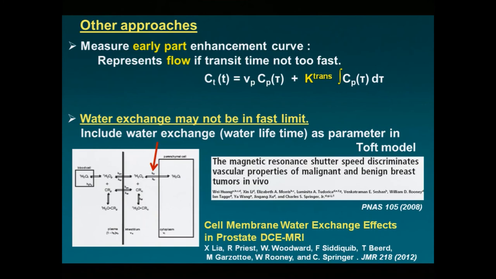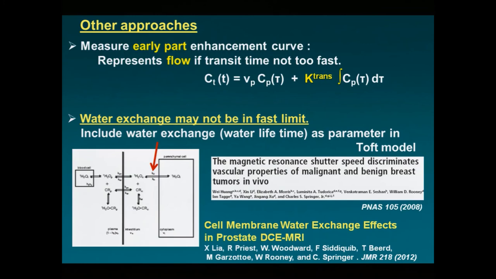and then you mostly get the flow compartment parameter out of that. Another point, which has been criticized particularly by Charlie Springer's group, is that water exchange may not be in a fast exchange limit. Here what you see is the exchange of water between the cellular compartment and the interstitial compartment, and the relaxation by the contrast agent may be competing with this exchange. So at a certain moment, this exchange may become rate limiting, and then you need to introduce that in your model, and that's what they did.